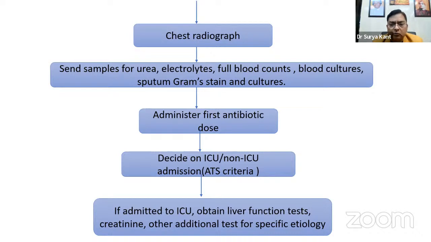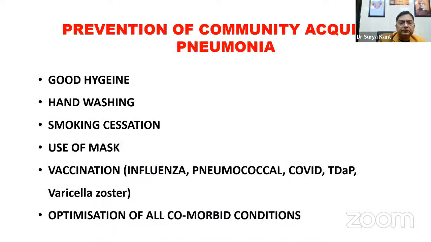Send samples for urea, electrolytes, full blood count, blood culture, gram stain and cultures. Administer the first antibiotic dose as an empirical dose. Decide on ICU or non-ICU admission criteria. And then of course, you admit accordingly, with the admission antibiotic choice as per the recommendation we have already mentioned. And then, of course, the patient should be monitored by LFT, KFT, etc.